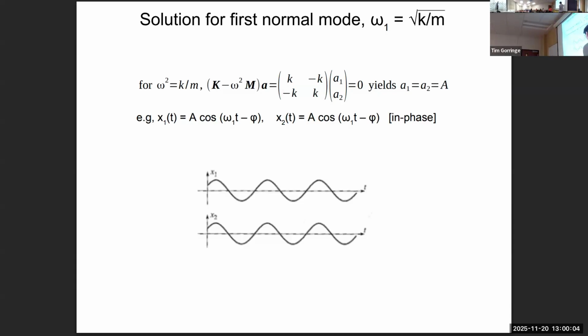And so here's a picture of that solution that doesn't tell you much. The overall amplitude you're still free to pick based on initial conditions, but the amplitudes of the 2 masses are the same. They are in phase, and they have this particular frequency determined by the spring constant and the mass. So that's one solution.